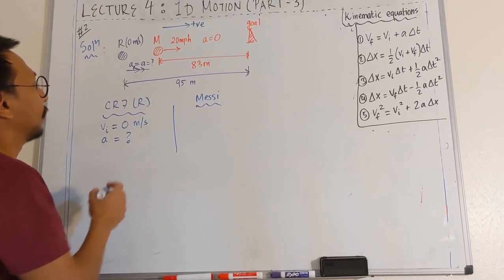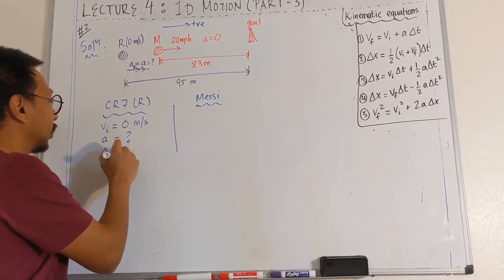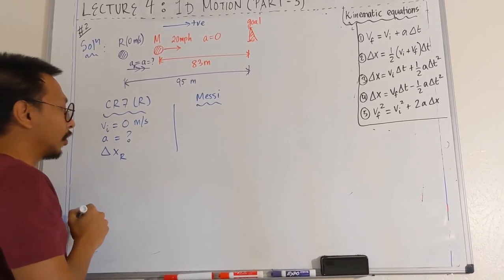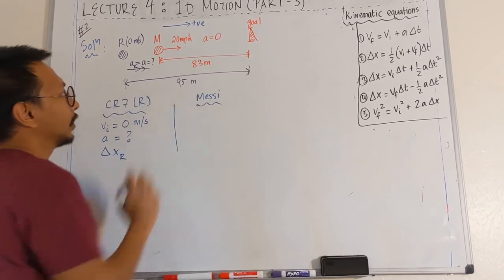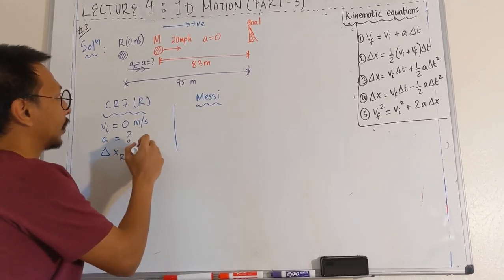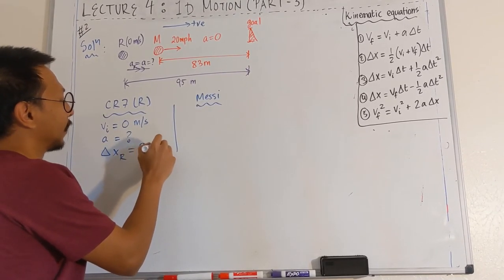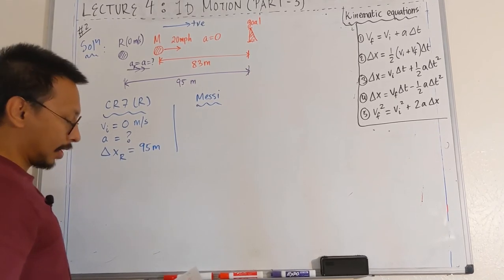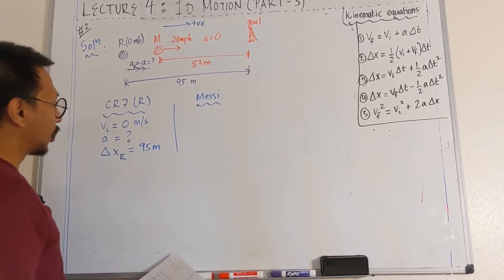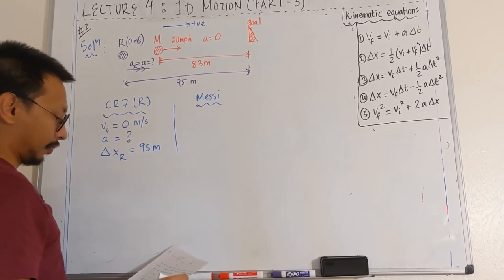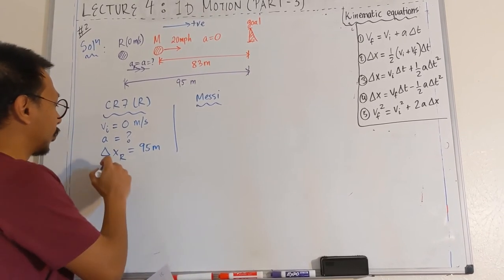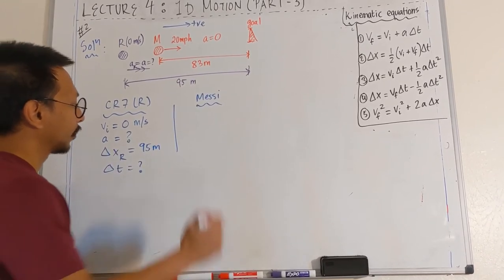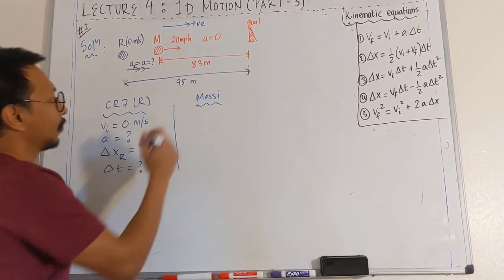What else? Ronaldo, the displacement that he needs to get to the goal is 95 meters. Okay, and do we know anything else? No, we don't. We don't know the time as well, right? Okay, so let's move on to Messi.